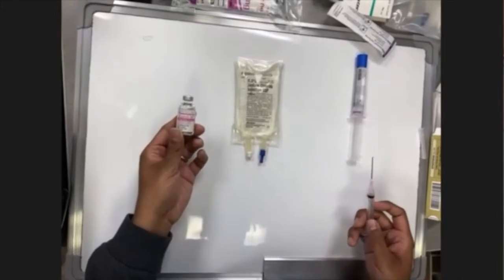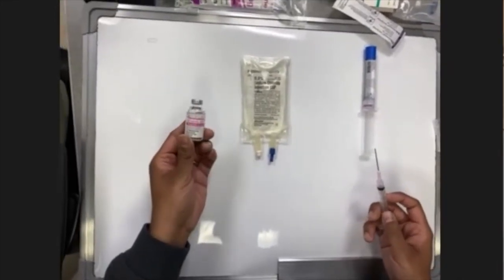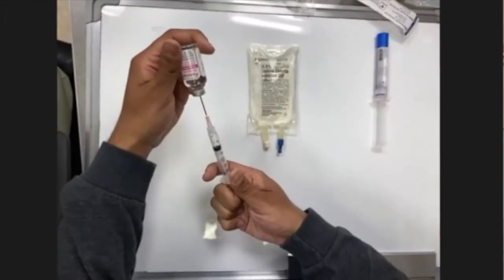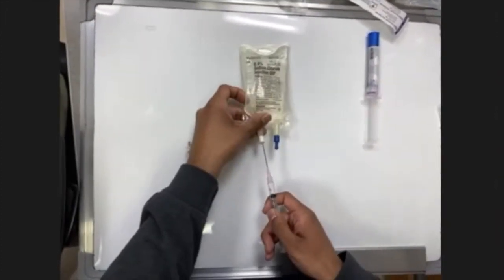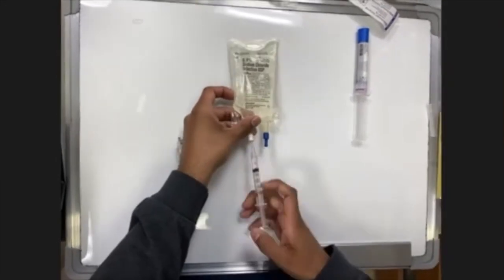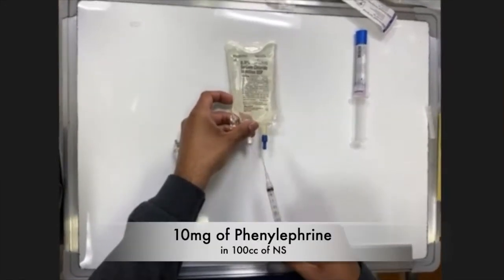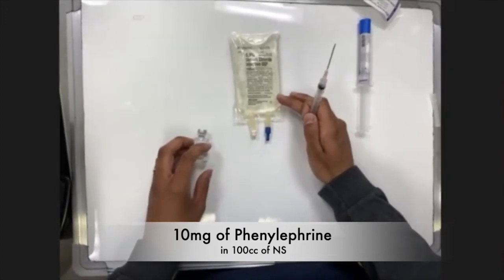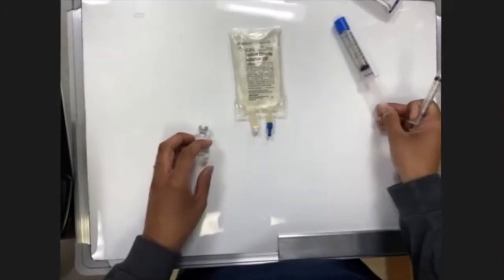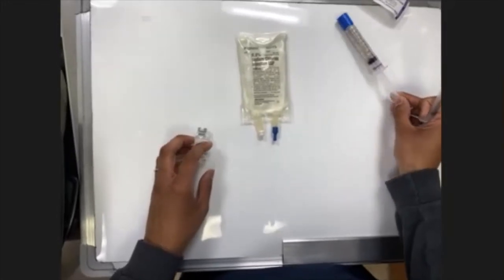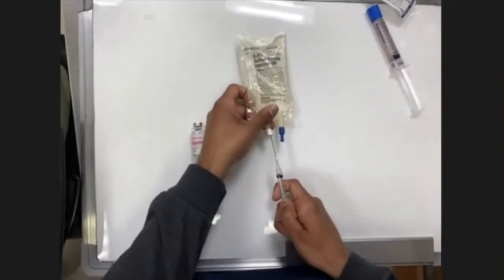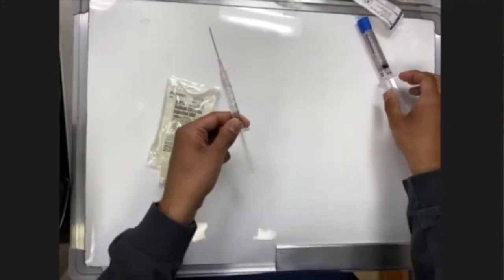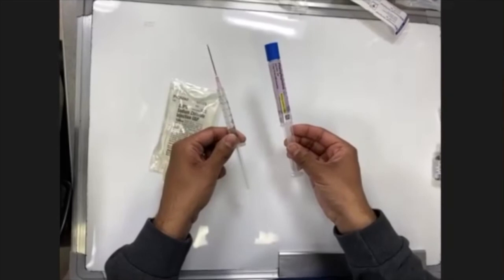In order to prepare a push dose phenylephrine, you take 1 milliliter of this concentrated product into a 100 cc bag. So I'm putting 10 milligrams inside of 100 cc's. The concentration then becomes 100 micrograms per mL, which is the same concentration as this phenylephrine stick. Now you can draw out of this bag and have the same concentration of phenylephrine as you do in this push dose phenylephrine.